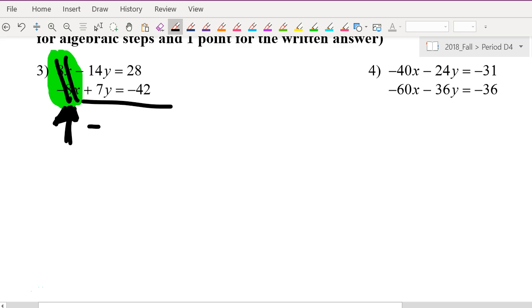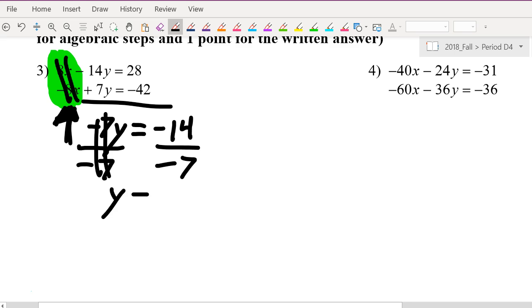Negative 14y plus 7y equals negative 7y. And then 28 minus 42 is negative 14. So negative 7y equals negative 14. Negative 7y divided by negative 7 gets us just the y alone. Negative 14 divided by negative 7 will get us positive 2. Perfect. Yes, positive 2.